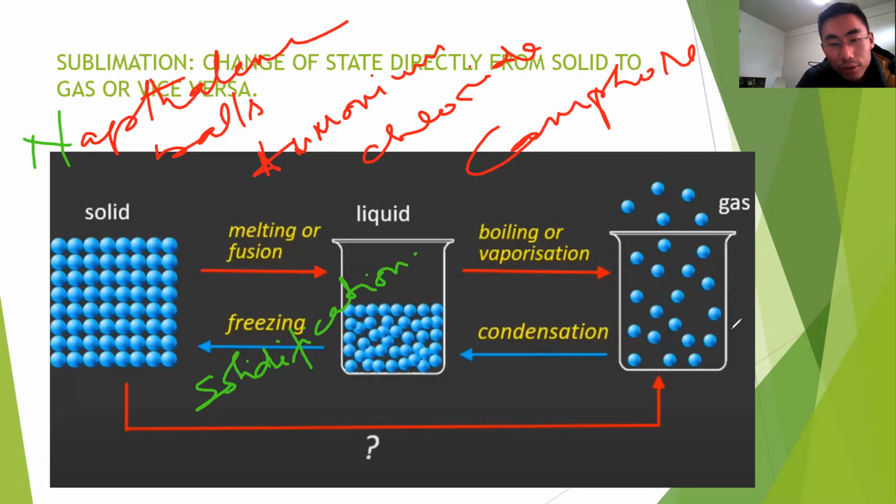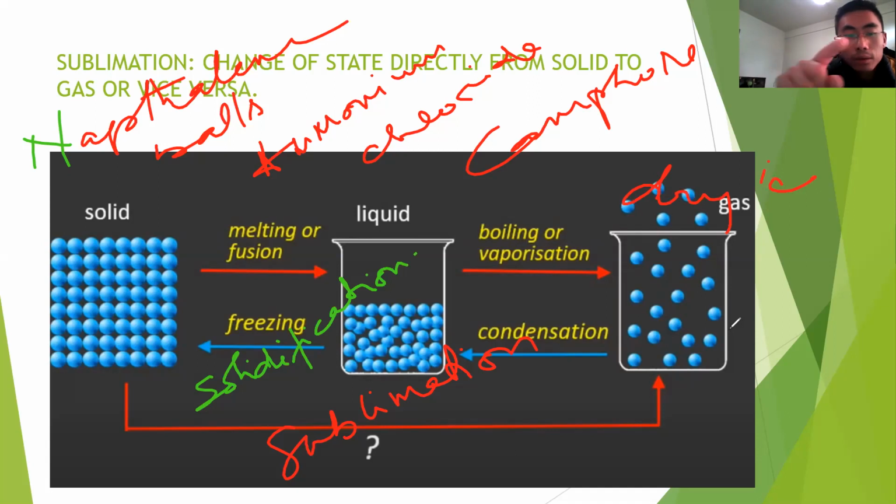Now, when it changes directly from solid to gas, it is called sublimation, right? Now, when the reverse happens as well, that is also known as sublimation. An example of gases changing directly to solid will be that of solid carbon dioxide. We call it dry ice, right? That is one example. So matter changing directly from solid to gas or gas to solid is known as sublimation, right?